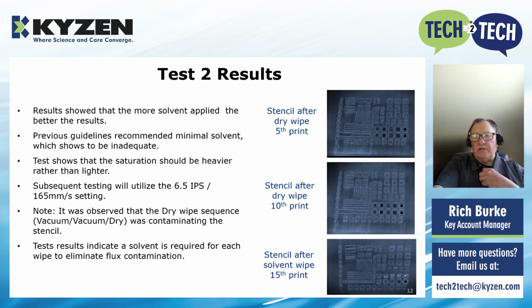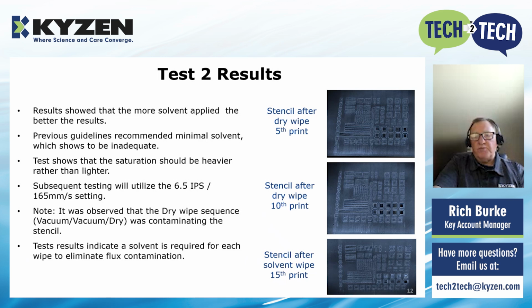So what we can clearly see in this testing, in the results, was that more solvent applied yielded a better cleaning result. Prototypical guidelines would say minimum amounts of solvent, and that clearly did not show an adequate cleaning result. So that is definitely something that was proven to be incorrect during this phase of the testing. So increased saturation is better than lighter saturation. So clearly the 6.5 inches per second setting was ideal and used as we go forward in this testing.